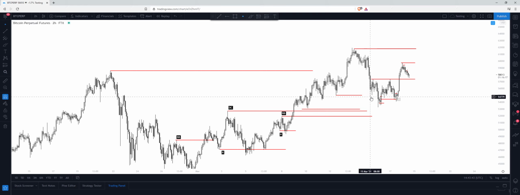I got a long scalp in at the low, and then I had my conditions met that told me to exit, so I closed that long scalp. And then yesterday, right before the FOMC news, I entered again.